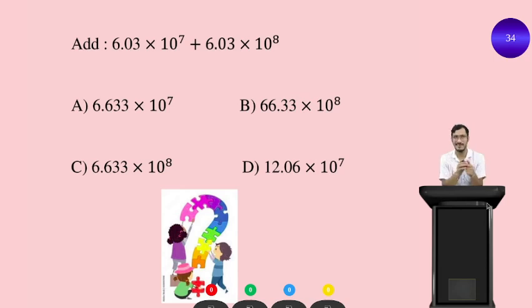Yes, first add the numbers here. Okay, 6.03, both numbers are in scientific notation form or exponential form. So how can we add the exponential form numbers or scientific notation numbers?